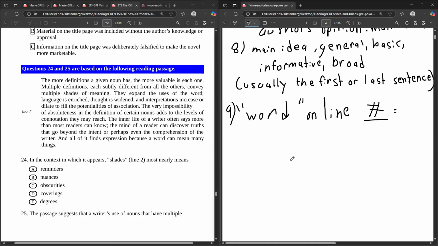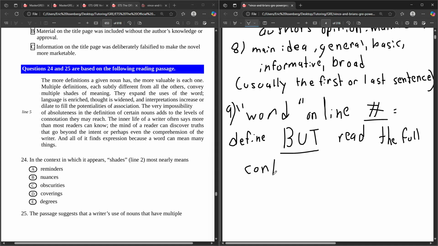So the way you solve this is define the word clearly, but read the full context. What I mean by that is try and read the entire passage, or at least the full sentence or two after the word, to get an idea of what that definition is going to be. So let's try it out with number 24 here. It says, in the context in which it appears, shades on line 2 means what?